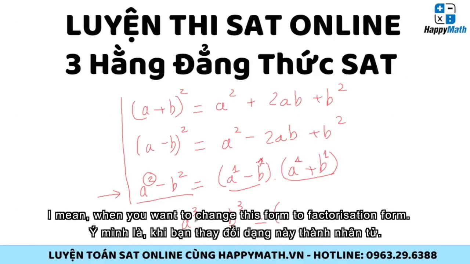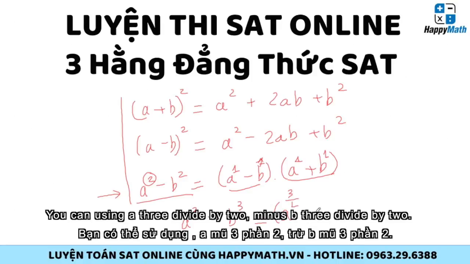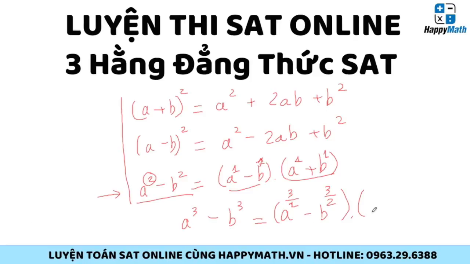I mean, when you want to change the form of this one to the factorization form, you can use a^(3/2) minus b^(3/2), and then multiply with a^(3/2) plus b^(3/2). Yeah, so here is one way you can apply the third identity.